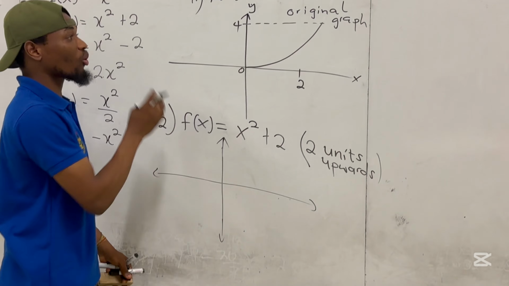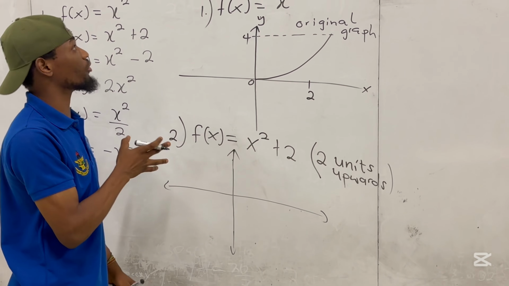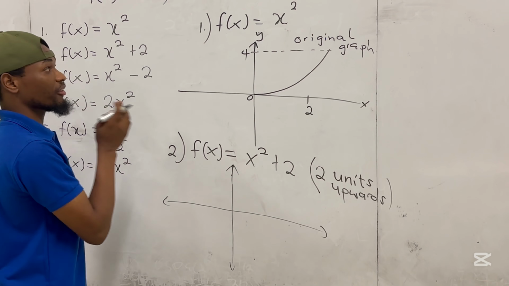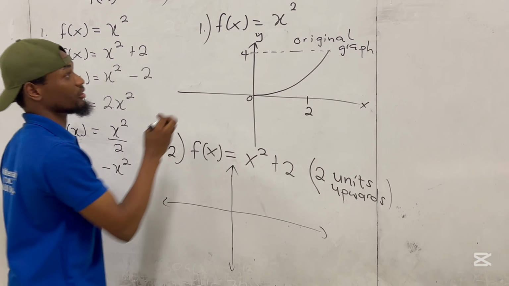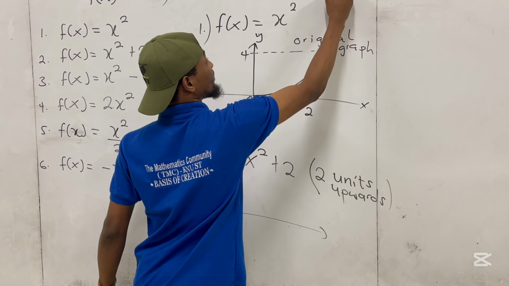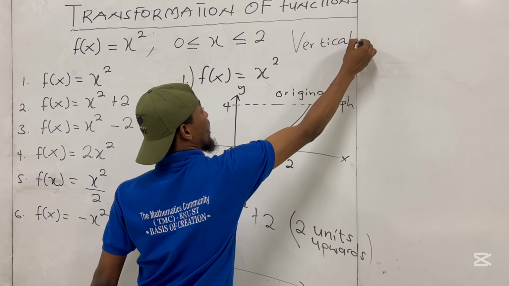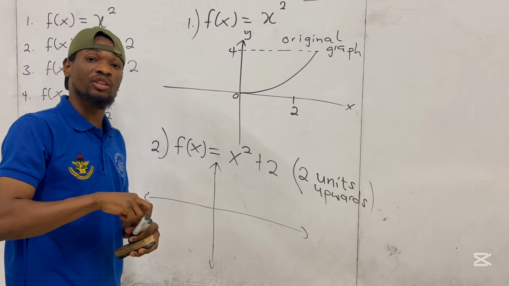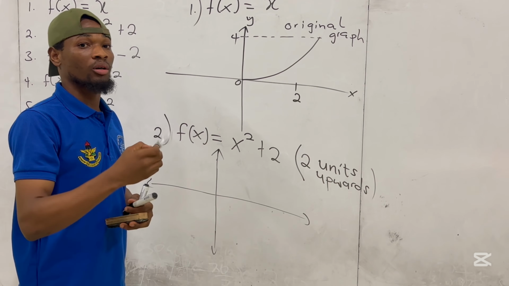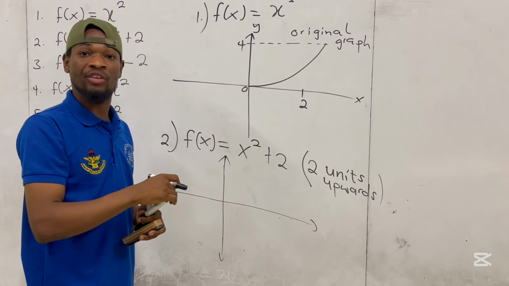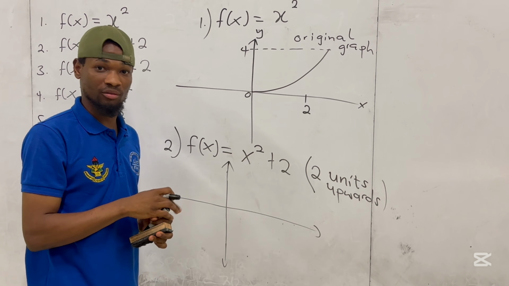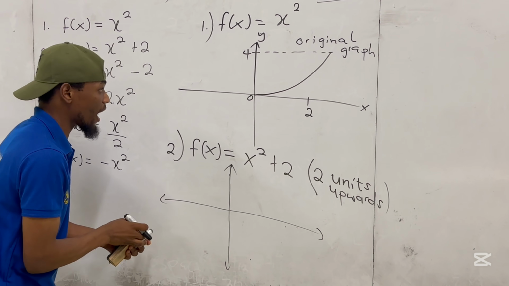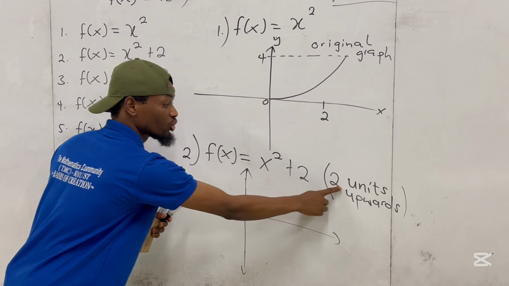So take note, we are considering vertical transformation. Okay? Vertical transformation. In the subsequent videos, we will deal with the horizontal transformation. Okay? So this is 2 units upwards.